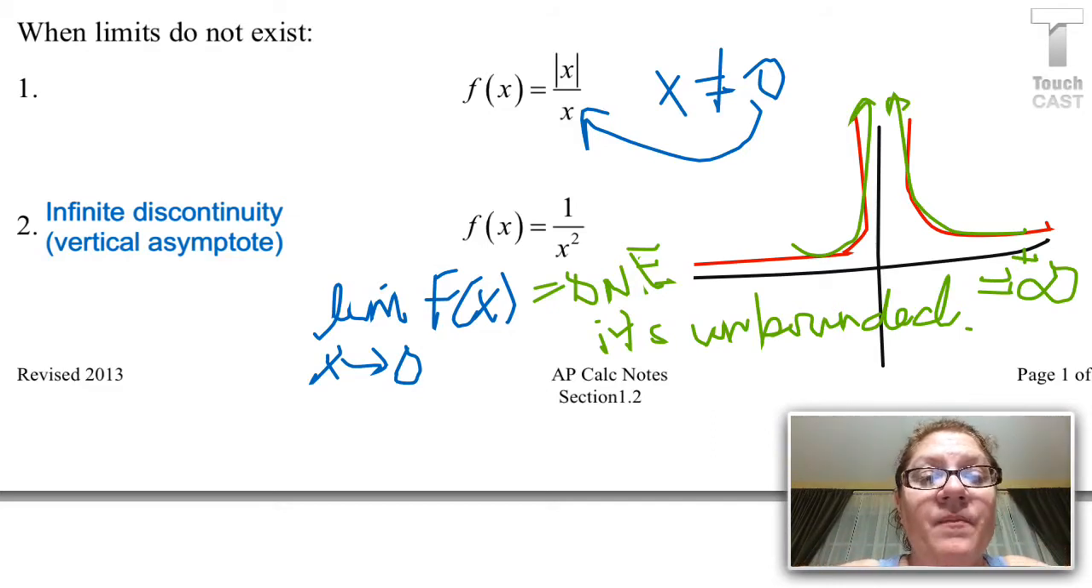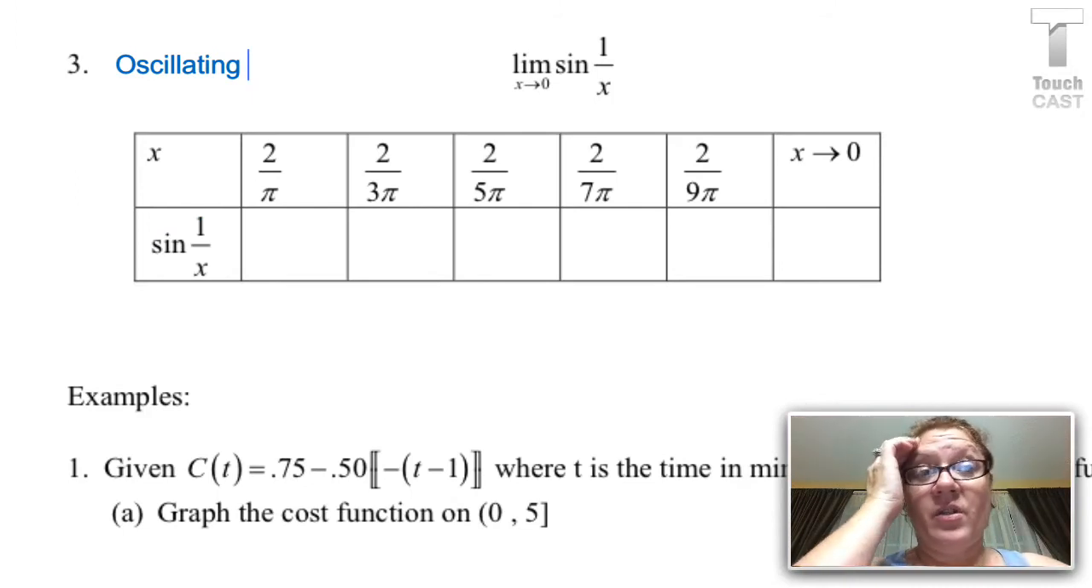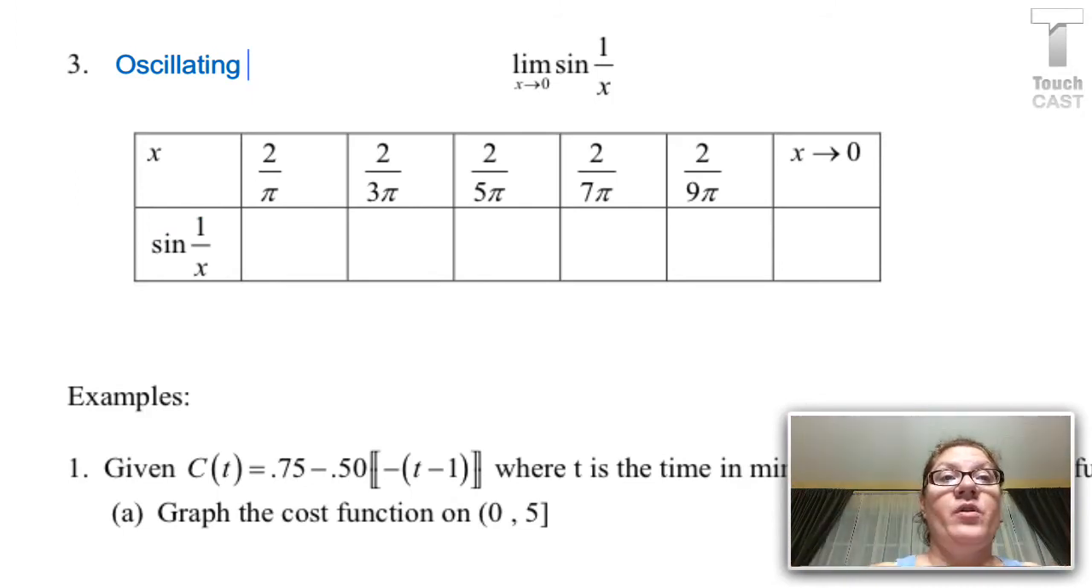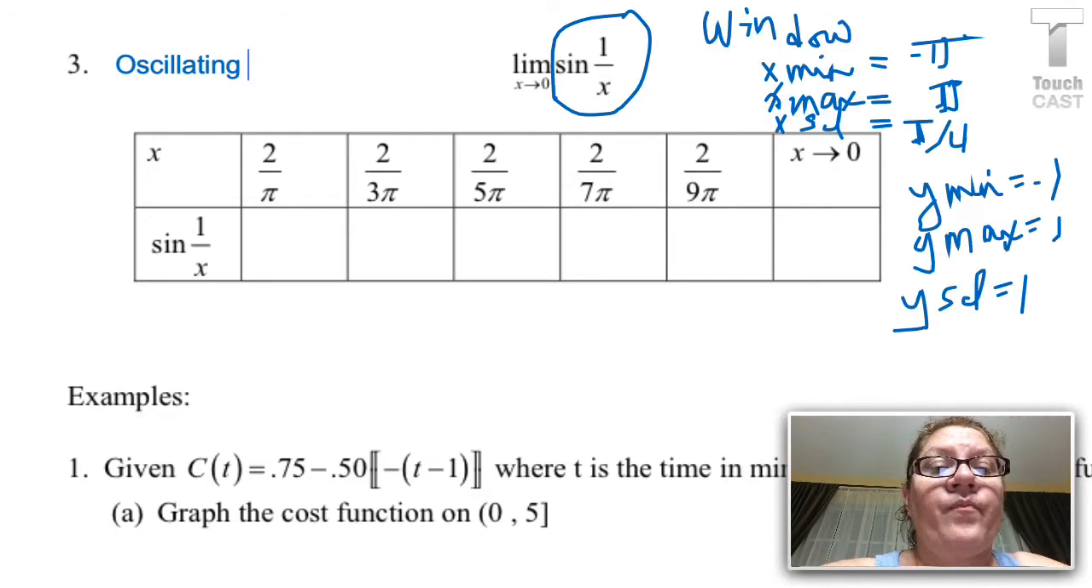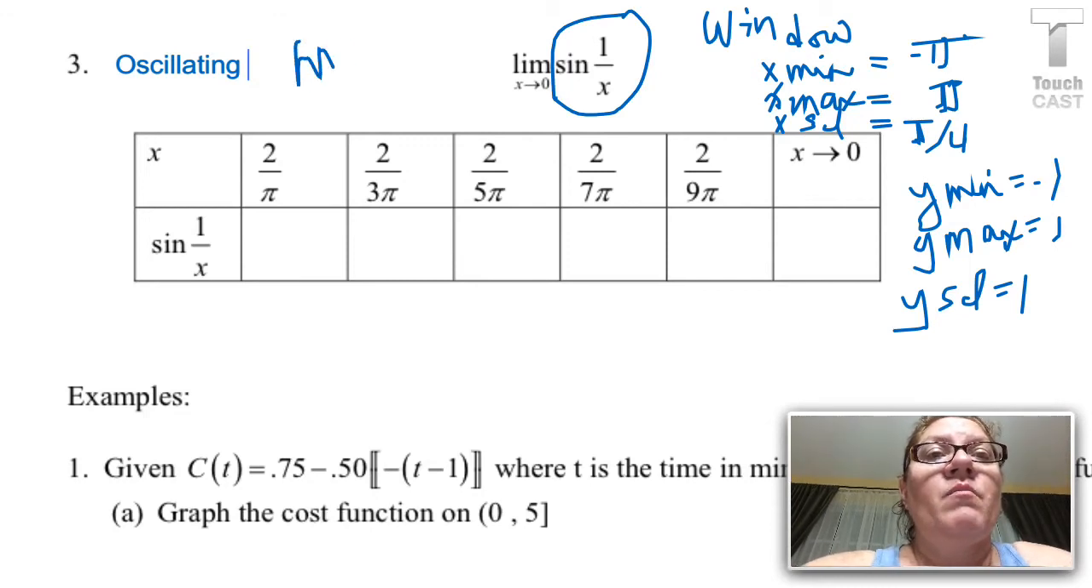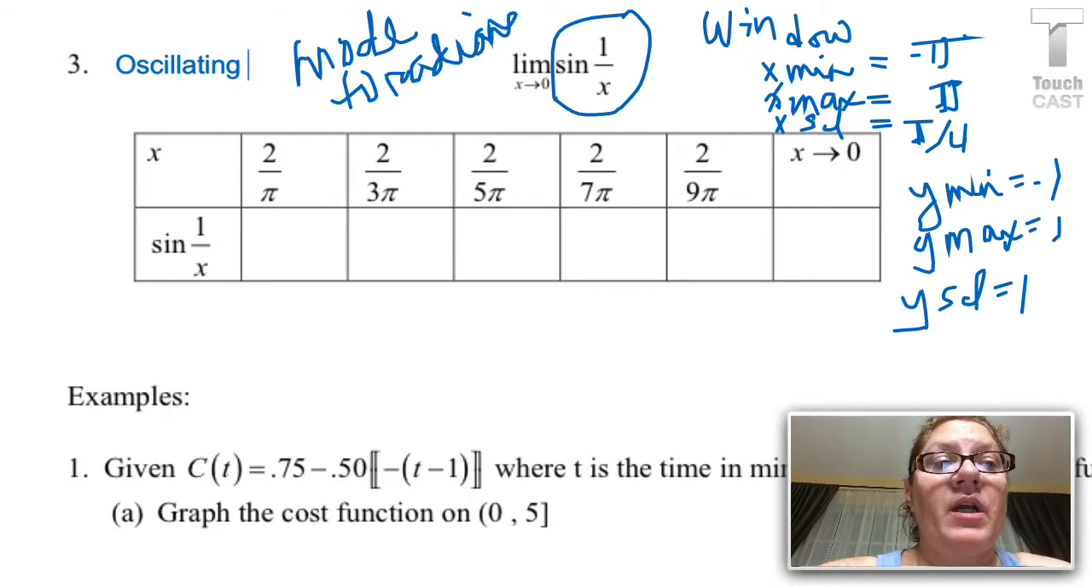Okay, turn the page. And then there's a special type where it oscillates back and forth. So I want you to put this graph, y equals sine of 1 over x, into your calculator so that you can see what it looks like and it'll be easier to understand what I'm talking about. And then make sure that you've changed your mode to radians. So go to mode and make sure you're not on degrees, but you're on radians.